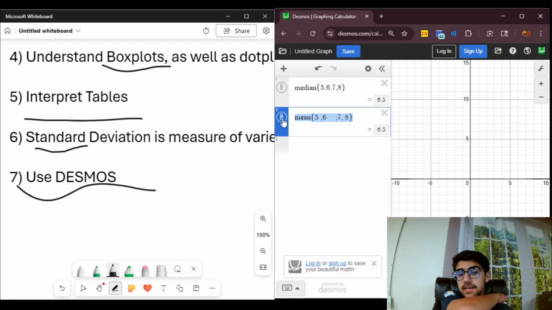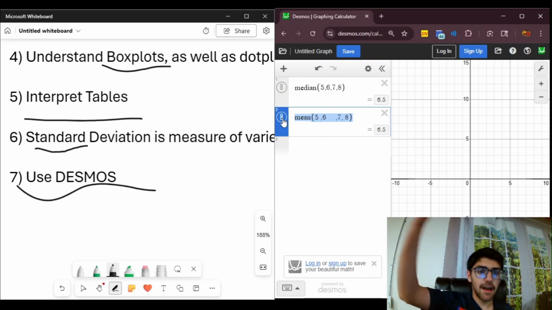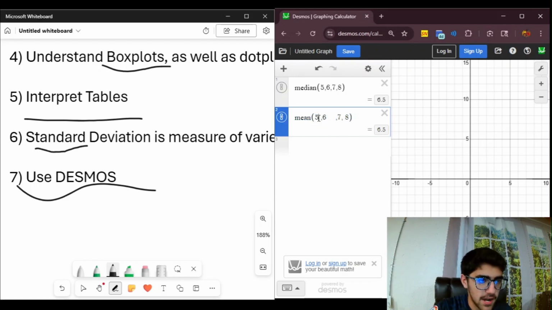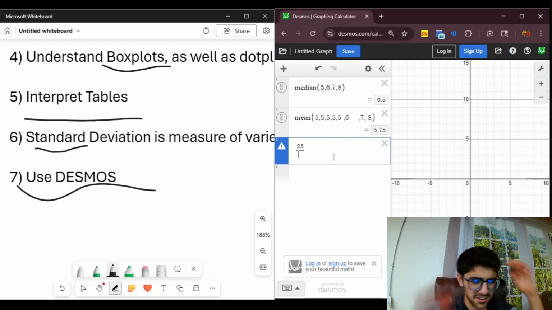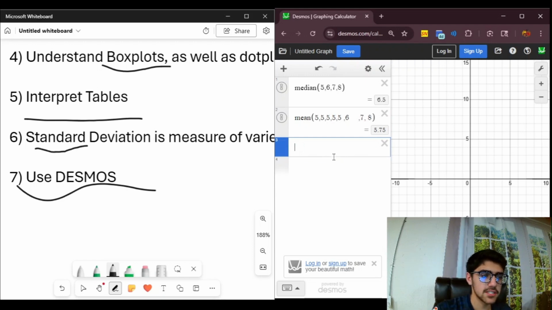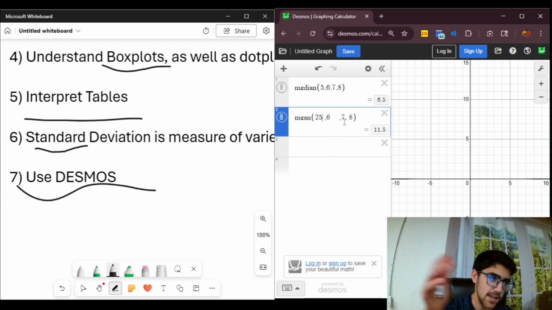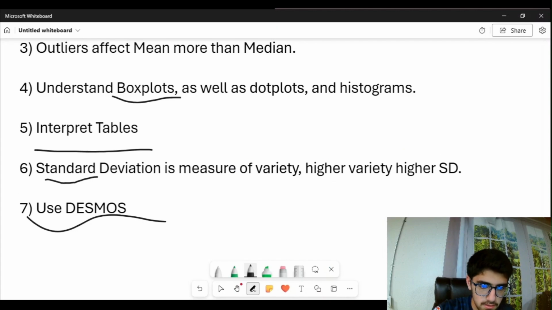Just make sure, and I'm going to show an example of that later on, that if there's a frequency, so let's say 5 appears 5 times, you have to either put 5 five times, or you could write it out as 25 and then divide it by 5. I'll show the example later on. But you can't just assume, okay, the frequency is 5, so I'm just going to put 25. You have to list them one by one if you want to use this quick trick. So let's go back to the whiteboard.